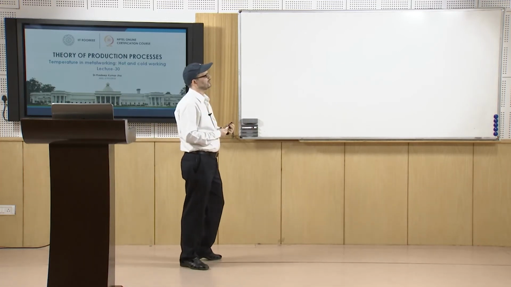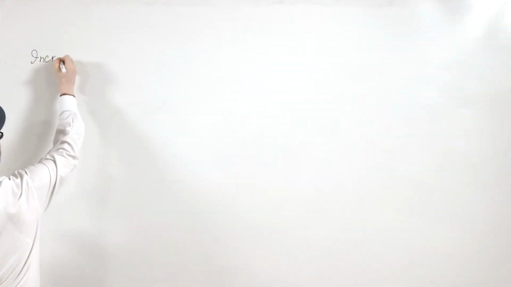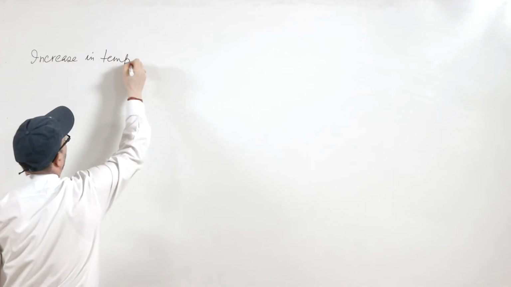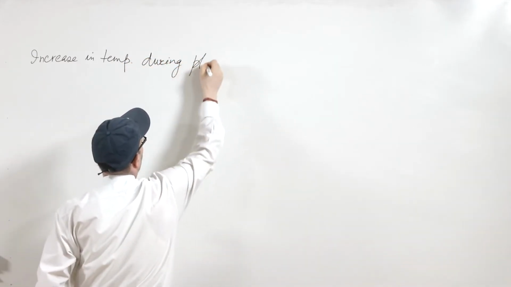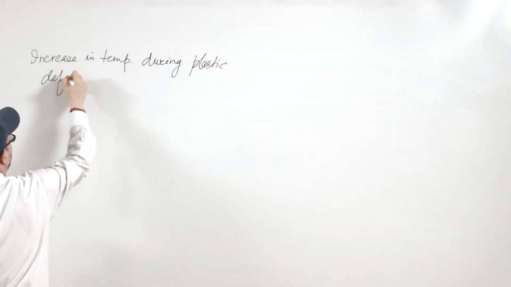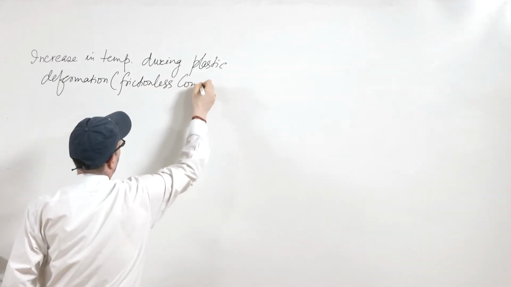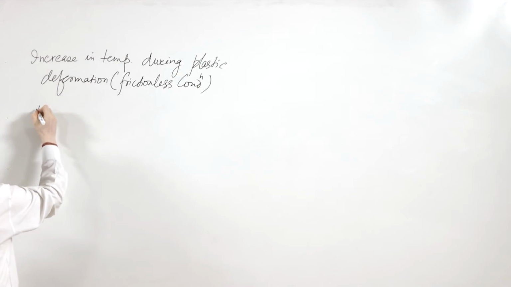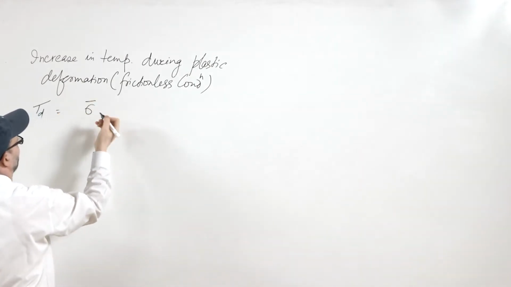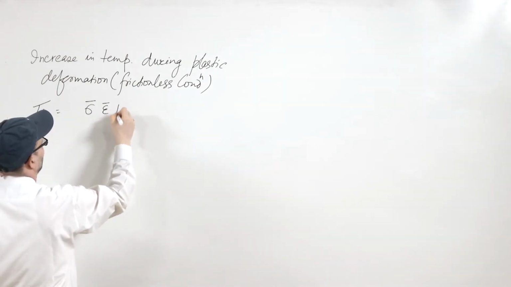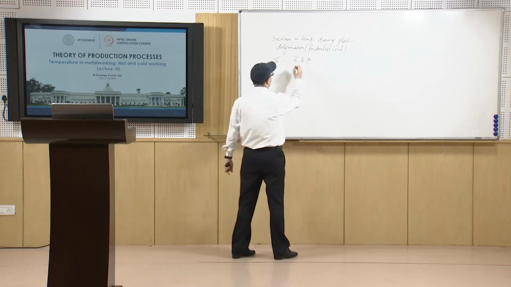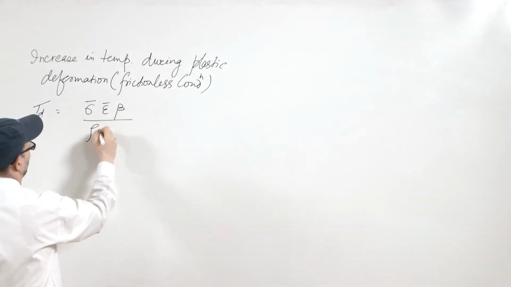So, basically it is seen that if you take the increase in temperature during plastic deformation, and you take frictionless condition, you are doing the work. So, that is why if you take the increase during the deformation, T d, this will be taken as sigma, the mean value of stress, times the mean value of strain, and then there is a parameter, beta, which talks about what percentage of the work will be converted to heat, and then you multiply this with rho and C.